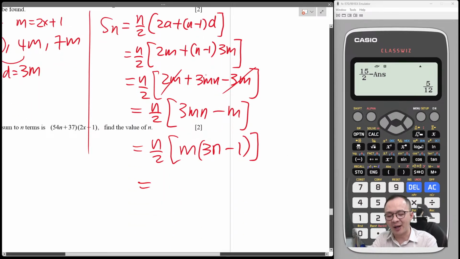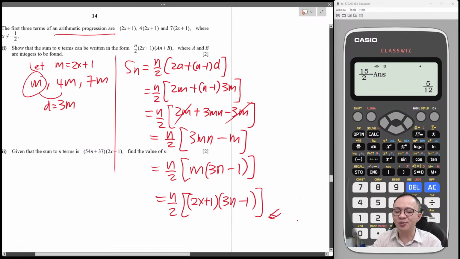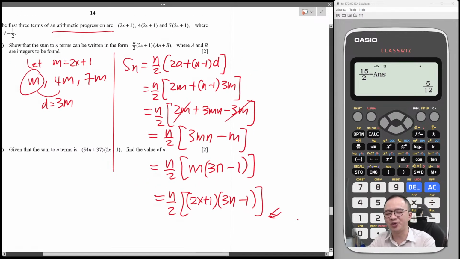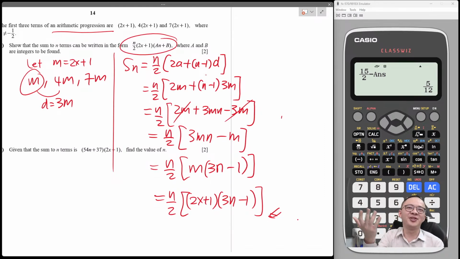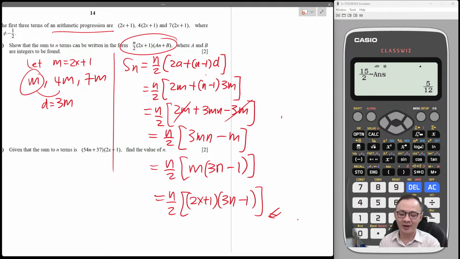Now I substitute back my m into it. My m is what? 2x plus 1, right? 2x plus 1, 3n minus 1. Done. I'm not sure if any student here has a faster way to get this 2 marks. I don't know. I expected 2 or 3 steps to get the answer already, but my process is actually quite long. Yeah, so literally this is the pattern I want, right? So yeah, I got it already. My A is 3 and my B will be -1.